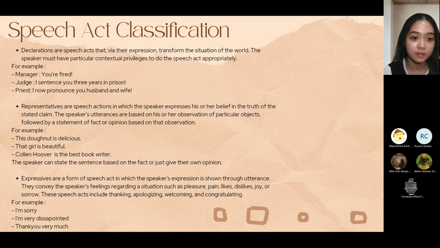The second one is representatives, which are speech actions in which the speaker expresses his or her belief in the truth of the stated claim.